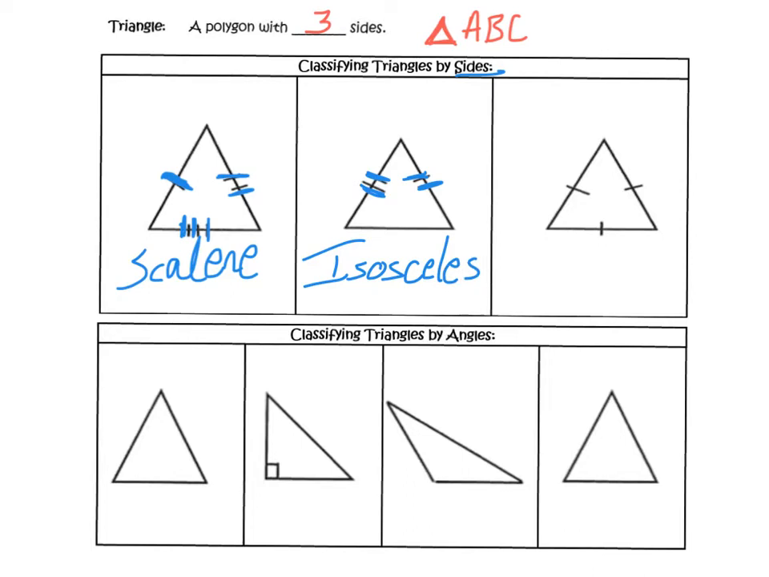And lastly, it looks like all three of these each have one single tick. All three sides are congruent, and we call that equilateral.